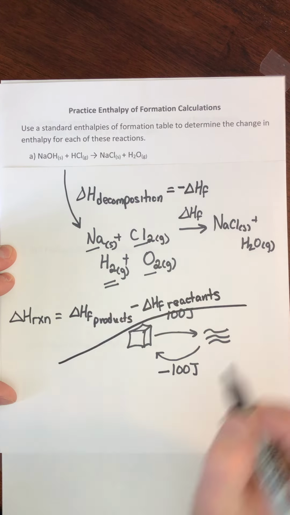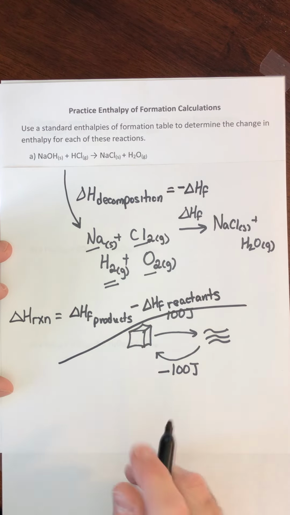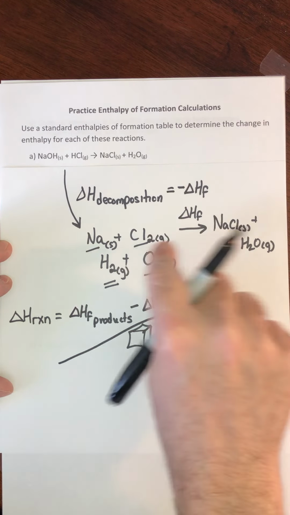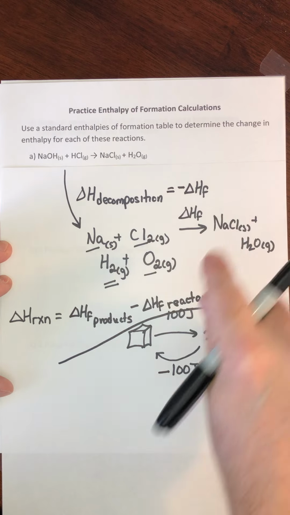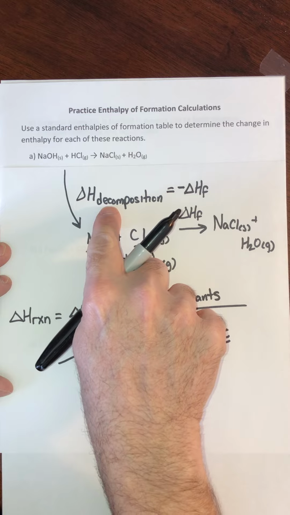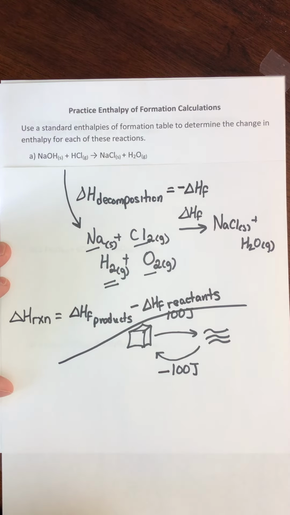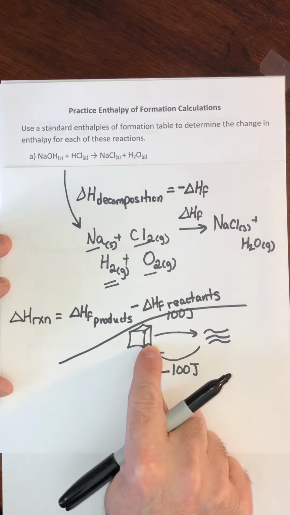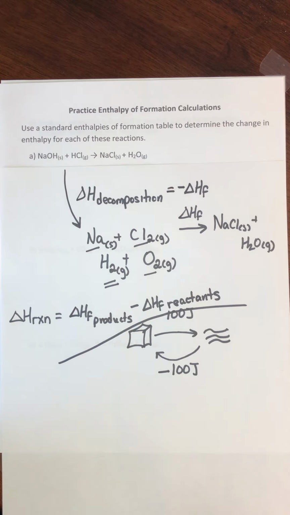Sorry if my pictures kind of got overlapped there. So you're doing heats of formation for the products because you're actually forming products, but you're doing negative heats of formation for the reactants because you're actually taking them apart rather than putting them together. So this is the formula that we're going to use for these calculations.